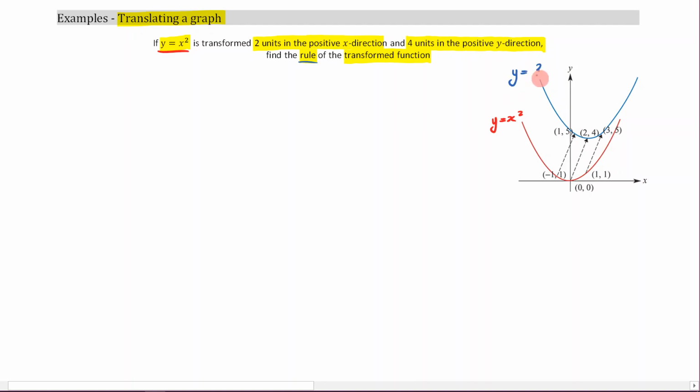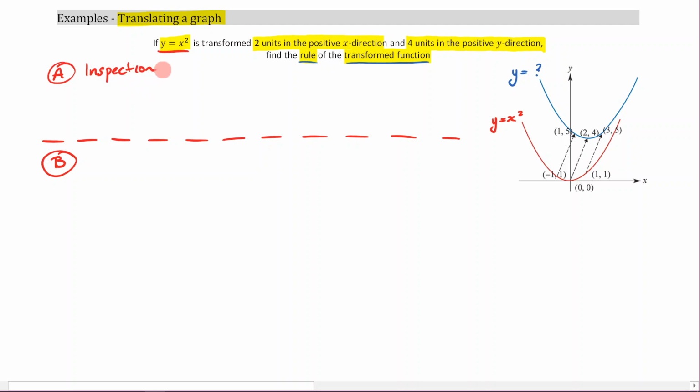So we're not just translating a single point, we're translating an entire graph, and we need to find the rule of the transformed function. Now, you're probably thinking to yourself, I know a really easy way of answering this based on our knowledge from our gallery of graph sections and previous things you've done in math so far. Let me just quickly partition this off. You might want to do the same. You're thinking, I know a really easy way to do this. Let's just write A. There's going to be A way to do it, and there's going to be B way to do it. The first way to do it is just to do it by what I would call inspection.